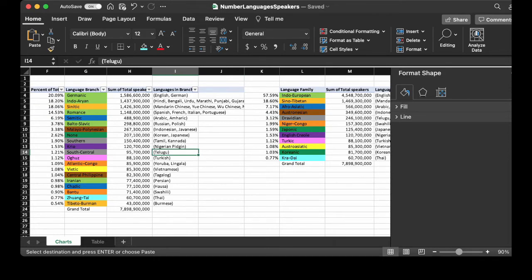So, we look at statistics related to language families. 57.99% speak an Indo-European language.